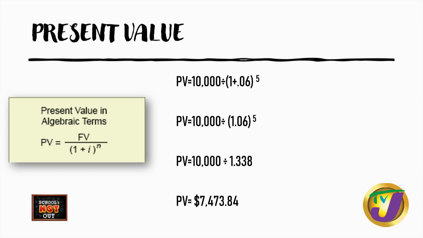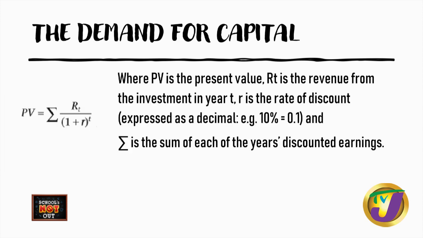So we're gonna plug those numbers into the formula. So the future value is $10,000 and the interest rate is 6%. So we're gonna put the interest rate in decimal form. So this would be equal to $10,000 divided by 1 plus 0.06. So that's 10,000 divided by 1.06 raised to the power of 5. And that will be equal to 1.338. So that's $10,000 divided by 1.338. And so the present value of that $10,000 is $7,473.84. So if your parents offered you $7,473.84, it would be the same as giving you $10,000 in 5 years, right?